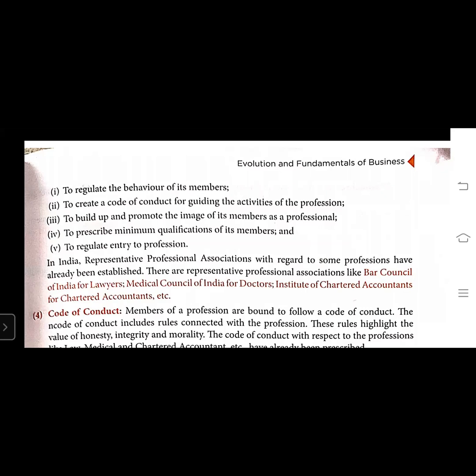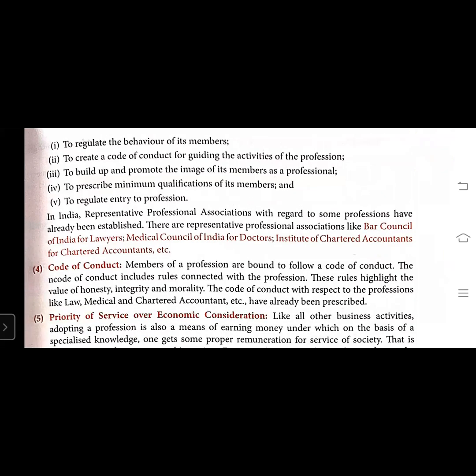So in India, representative professional associations with regard to some professions have already been established. Like I just told you, Bar Council of India for lawyers, Medical Council of India for doctors, Institute of Chartered Accountants for chartered accountants. These are the representative professional associations in India. Okay.